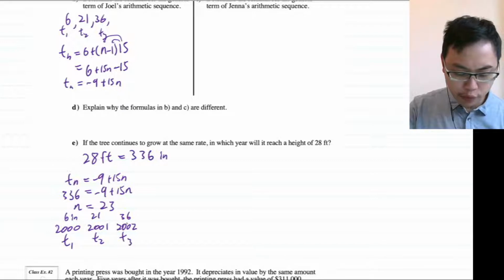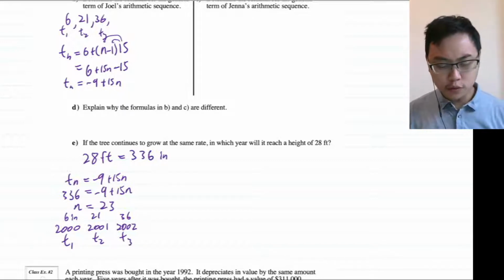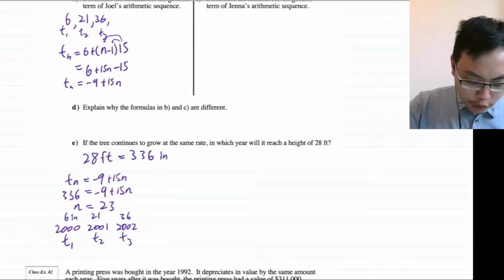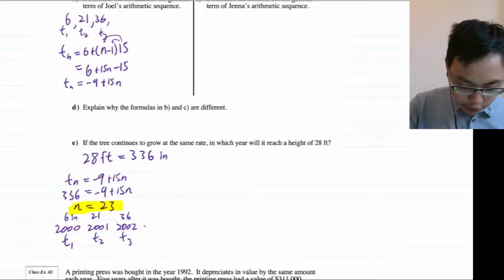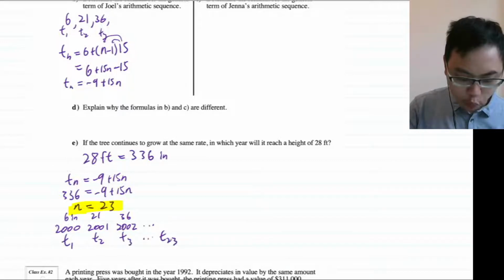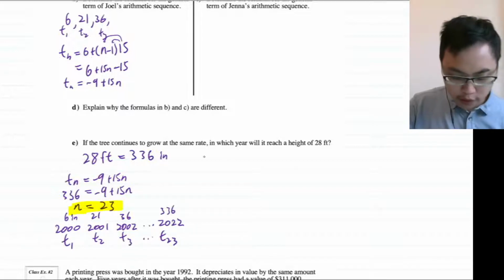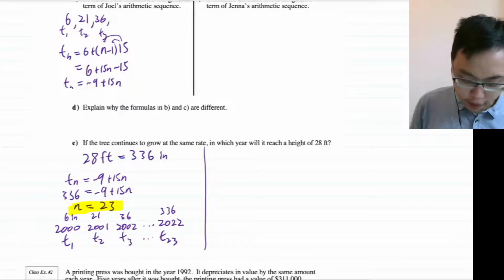Term 3 would be 2002. So every single term, the year number would be one less than that. And so if we're looking for the 23rd term, if we're going to go all the way to T23, this should be 1 year less than 23. So that's going to be 2022, and that will be 336 inches. Okay, so this is Joel's way of solving it.